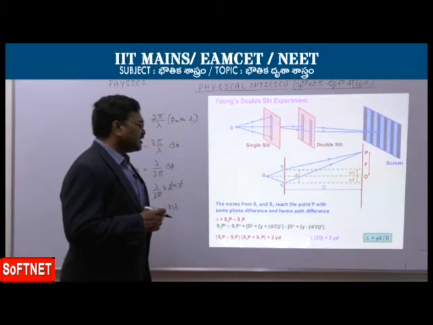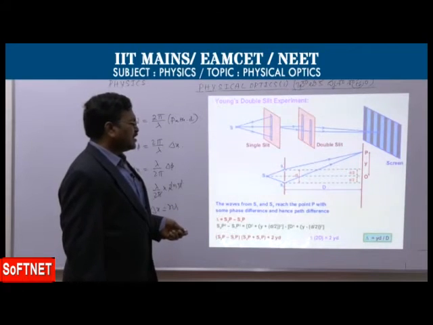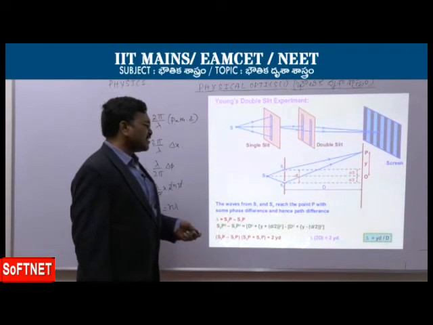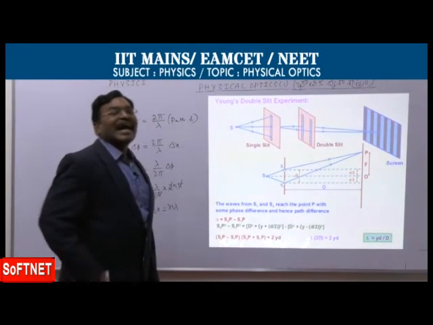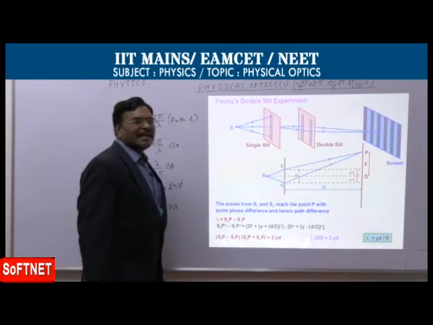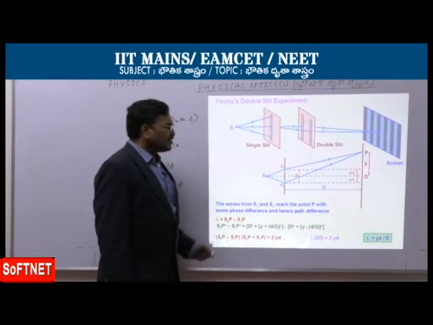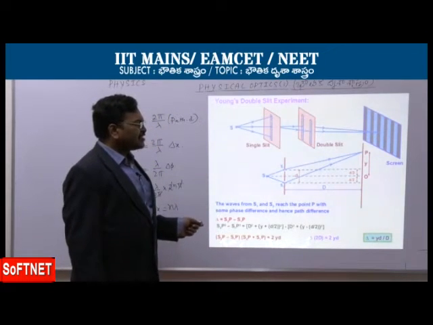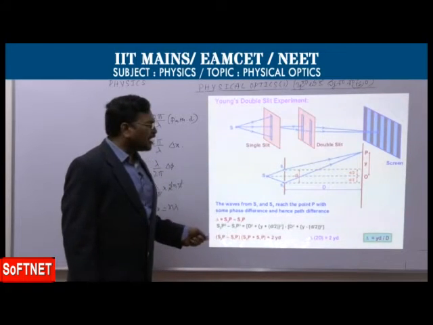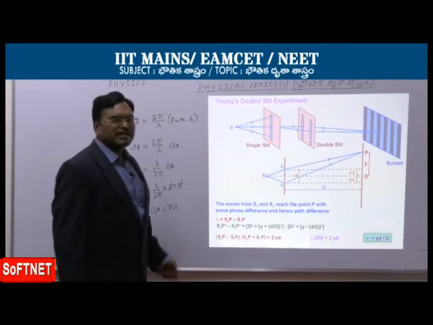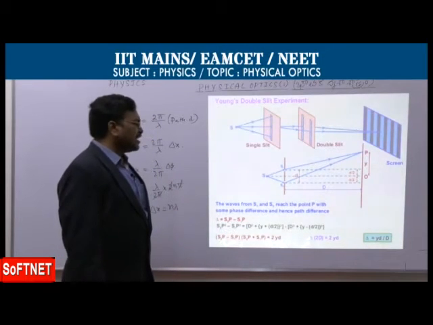Now suppose from two slits we are getting two waves, from two sources. They reach the point P with some phase difference, hence a path difference. What is path difference? Difference in paths travelled by light waves reaching one point. The distance travelled by the first wave is S1P, and by the second wave is S2P. Path difference is S2P minus S1P, the difference between the paths travelled by light waves.